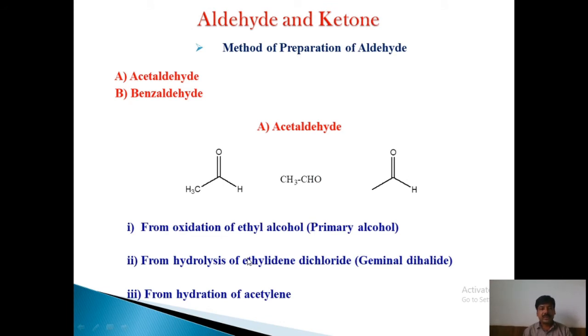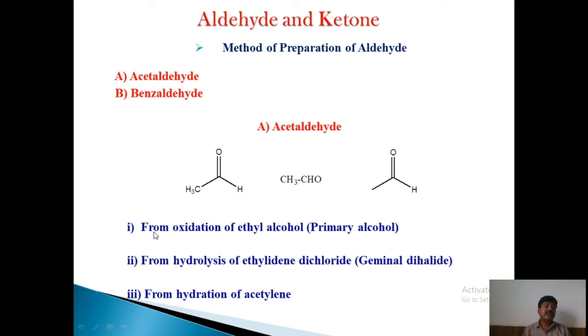Dear students, in our syllabus, two aldehydes are given for study. One is acetaldehyde and another is benzaldehyde. So we have to learn the methods of preparation of acetaldehyde and benzaldehyde. First we see acetaldehyde. This is the structure of acetaldehyde, that is CH3CHO. Also we can write CH3CHO, and this is your shorthand representation of acetaldehyde.